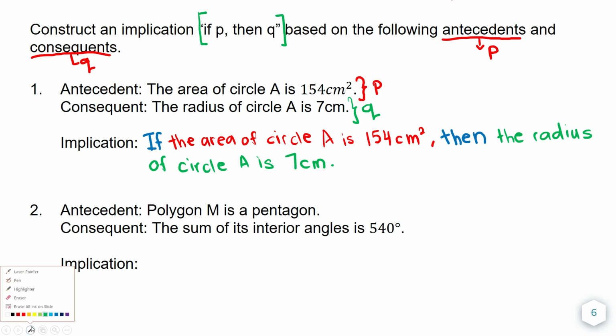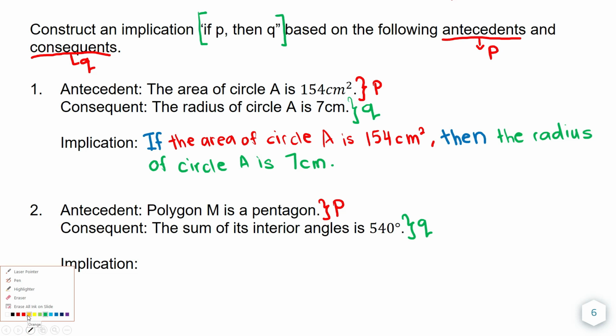Okay, for the second question, antecedent we label as P. Meanwhile, consequent we denote as Q, just like we already did for the first question. Antecedent: polygon M is a pentagon. Is it P or Q? P. Okay, good. The sum of its interior angles is 540 degrees. Is it P or Q? Q. Alright. Because P is denoted as antecedent and Q is denoted as consequent.